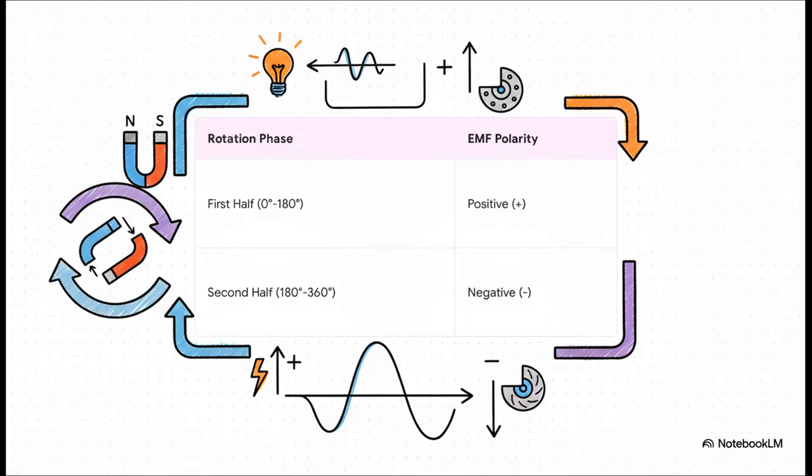Just think about that sine wave. As the coil spins from 0 degrees all the way to 180 degrees, the wave is up in its positive phase. But as soon as it crosses that 180-degree mark and keeps going to 360, it dips down into its negative phase. That exact crossing point is where the polarity flips.